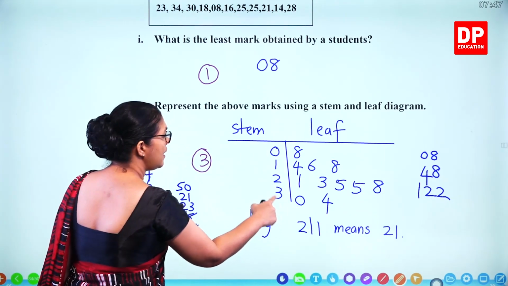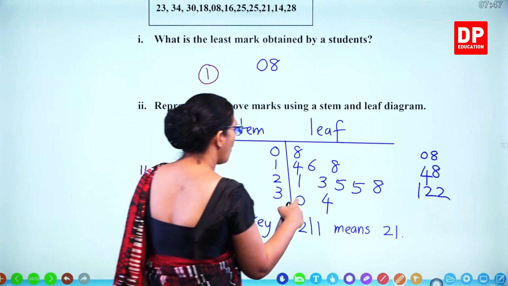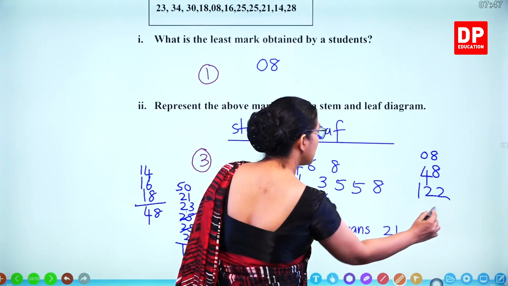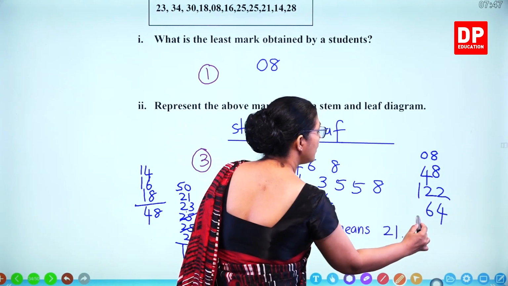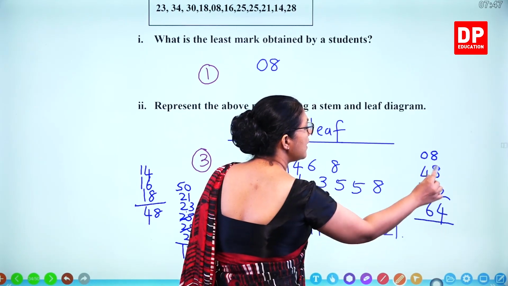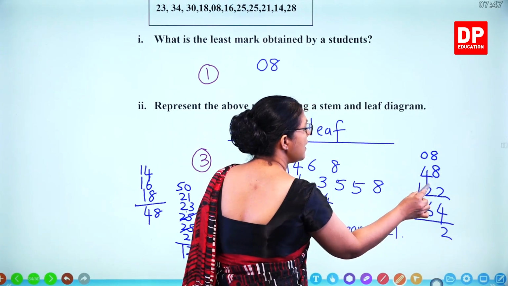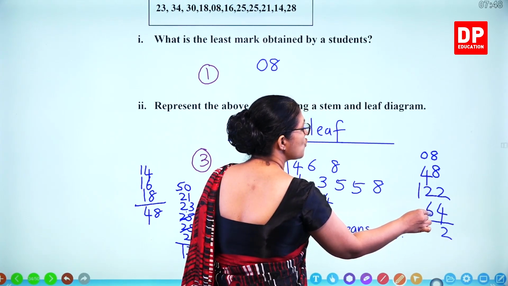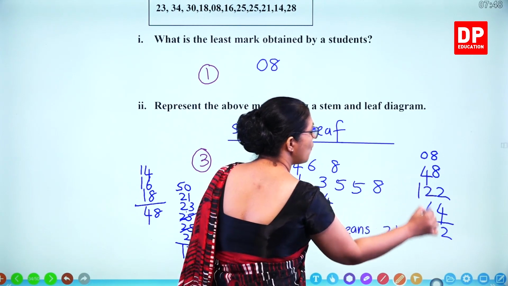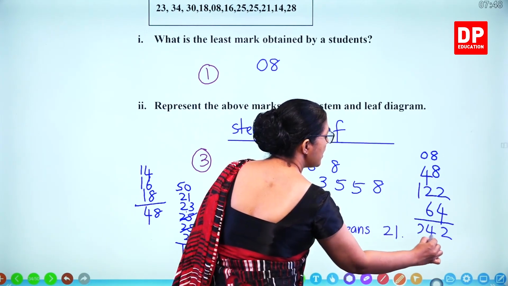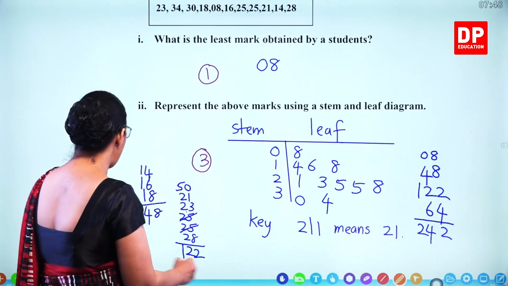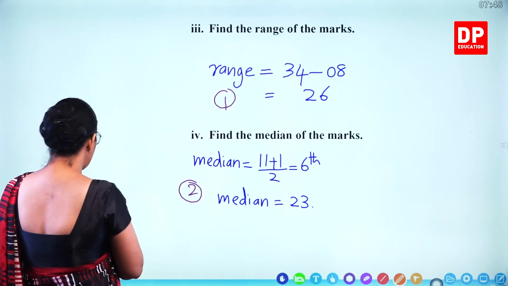What's the total here? 30 and 34. You get 64. Now take the total here. 10, 18, 22, 2 remaining. So 6 plus 2, 8, 2, 10, 14 and 1 remaining, 2. 242 is the total.